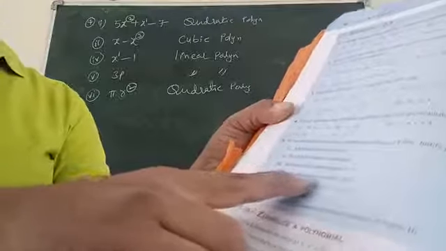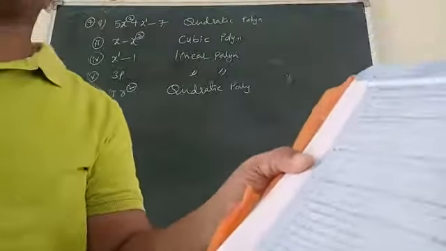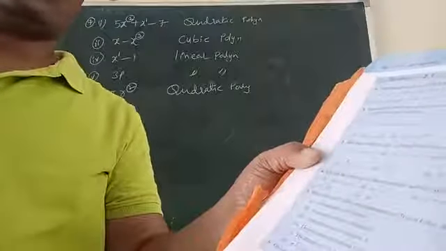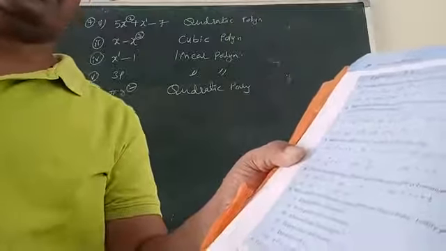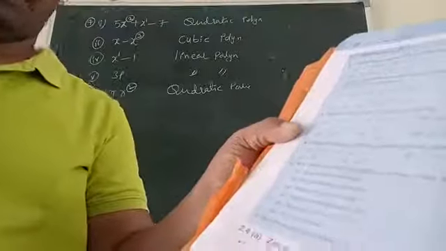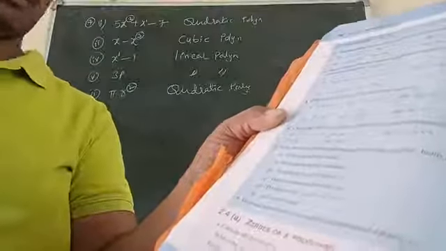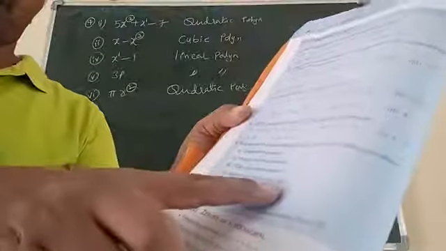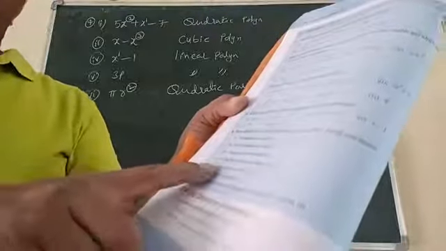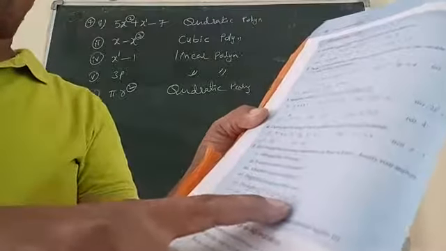A degree of 0 polynomial is 0. Is what I said correct? The degree of the zero polynomial is not defined. So it is a wrong statement. False.